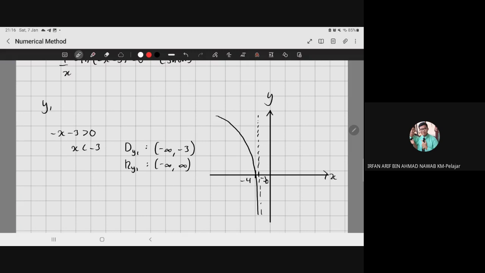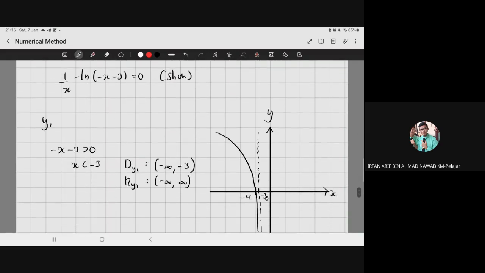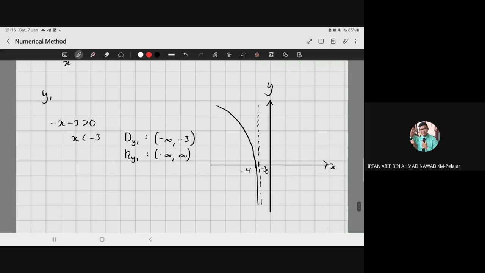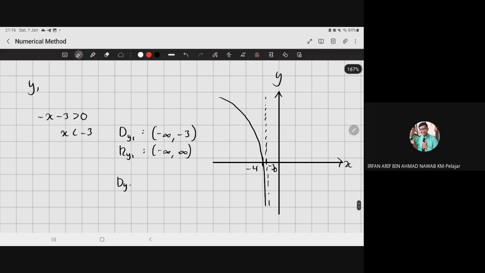So how about 1 over x, our second function. Now 1 over x is a reciprocal function. Do you remember what the domain is? The domain is all real numbers except 0. 0 can't be included, because 1 divided by 0 is undefined. So you don't need to include it in the domain. And our range is from negative infinity to 0, and 0 to infinity.